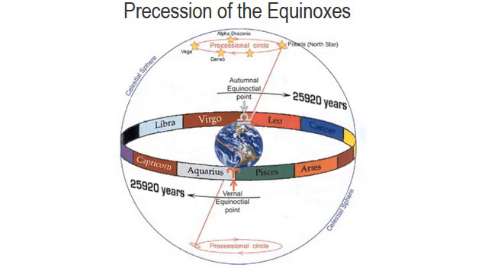The sun currently appears to be in the constellation Pisces during the spring equinox. 2,000 years ago, it was in Aries, and will eventually be in Aquarius. You may have heard of the Age of Aquarius. There is even a song about it you can listen to on YouTube.